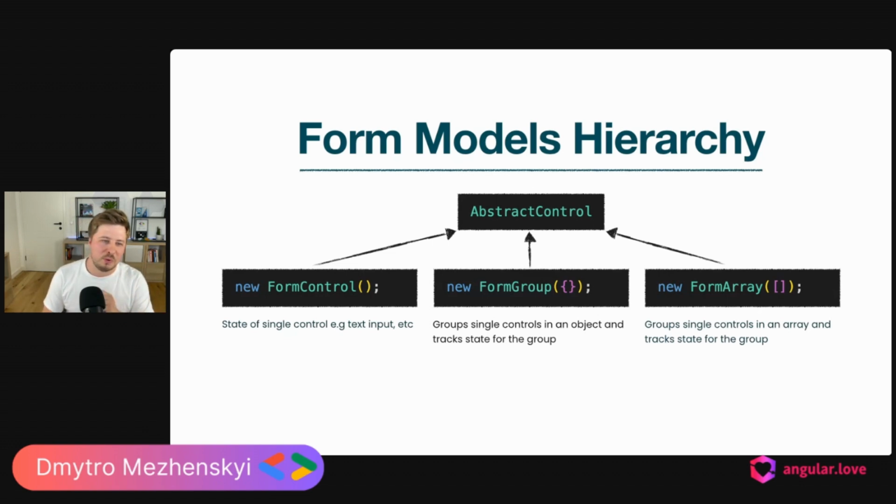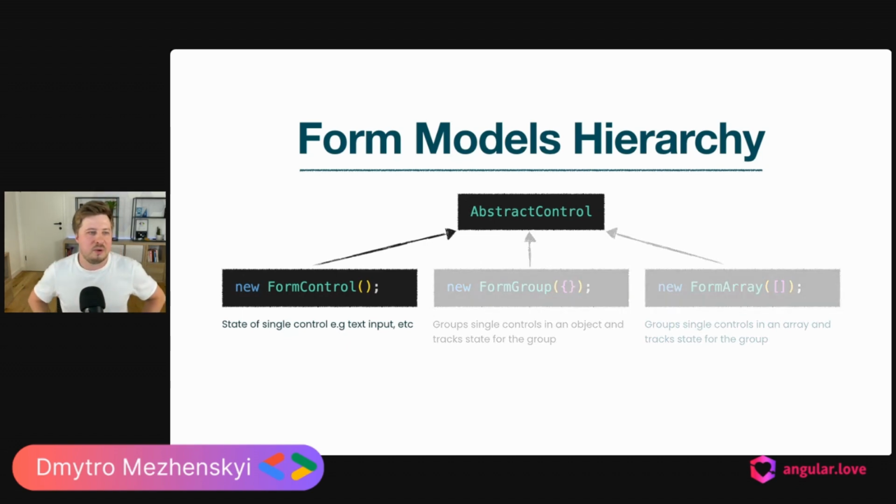There is a small note: there is a missing FormRecord model, but it is the same as a FormGroup. Basically, it's needed just to simplify the typings, but from the functional point of view, FormGroup and FormRecord are the same. But we currently will focus mostly on the FormControl. We will get back to the grouping of the controls later in this talk, but now let's focus on the FormControl.